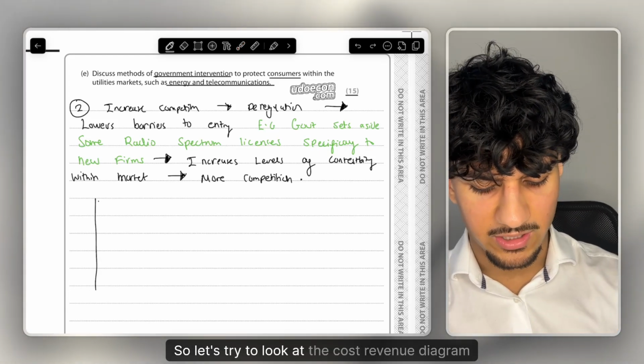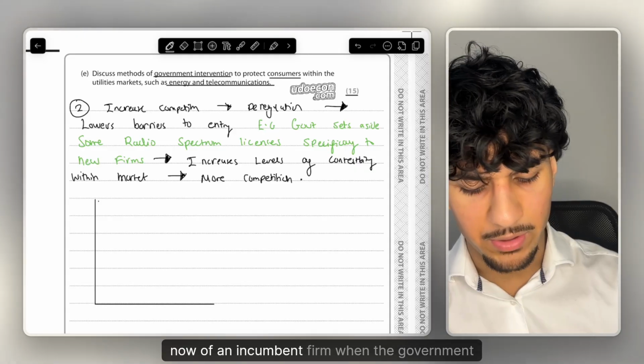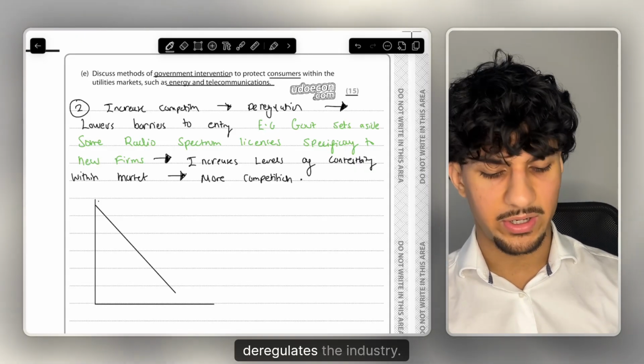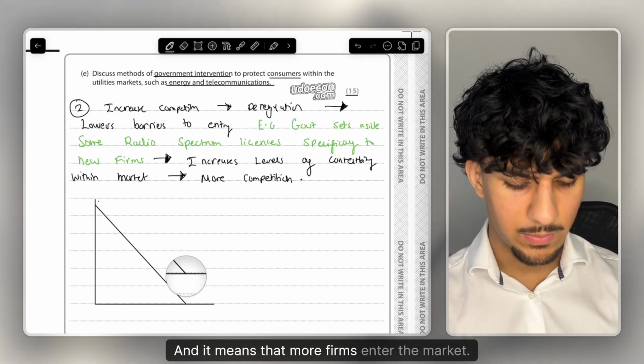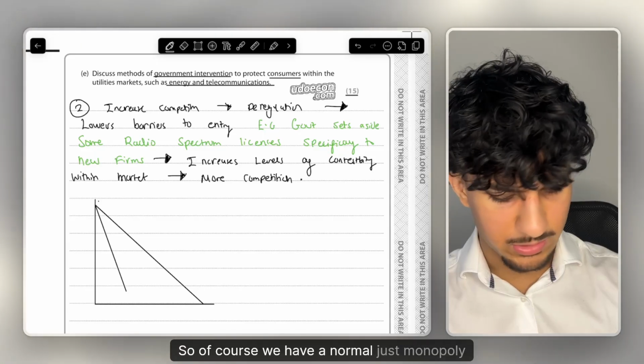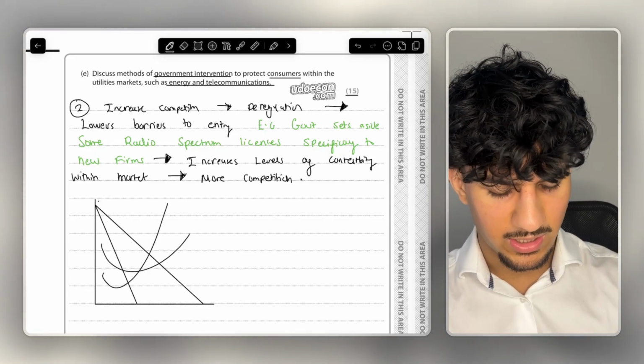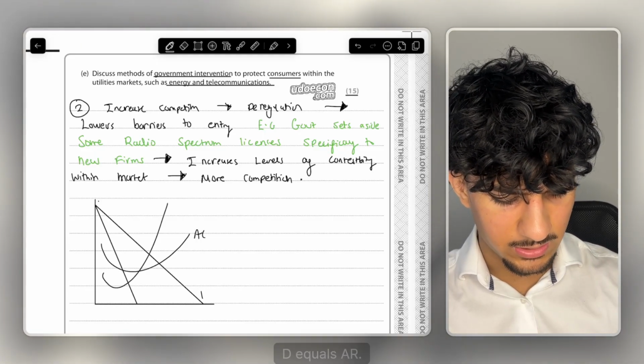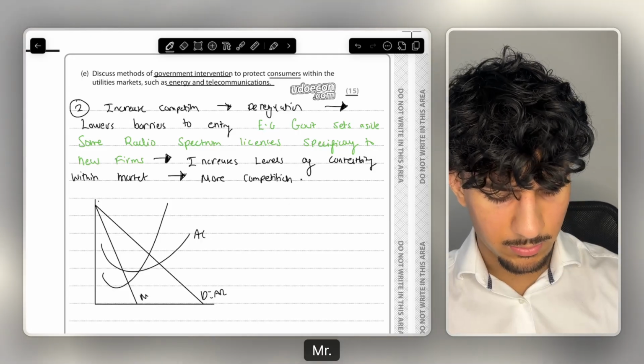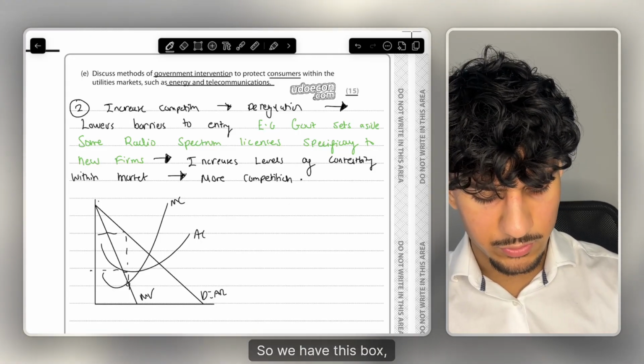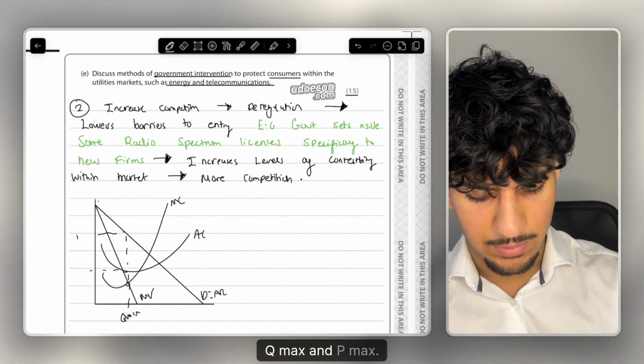So let's try and look at the cost revenue diagram now of an incumbent firm when the government deregulates the industry and it means that more firms enter the market. So of course we have a normal monopoly diagram, D equals AR, so let's just quickly label this up, D equals AR, MR, MC. We have this box of supernormal profit, of course, Qmax and Pmax.